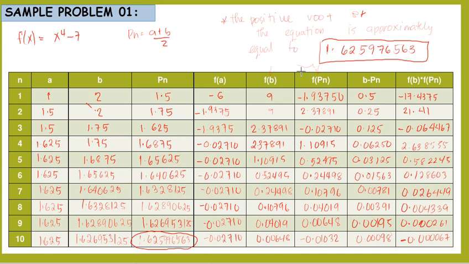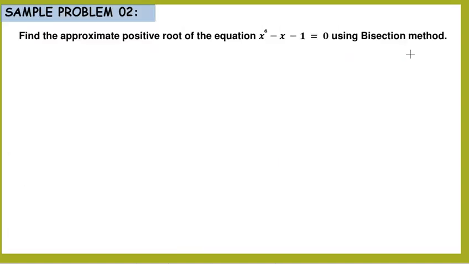So, ganun lang yung method ng bisection. So, uulit-ulitin nyo lang yan hanggang yung error natin is maging 0 or approximately 0. Okay? So, ganyan lang siya. So, ito na yung sagot natin, 1.625976563. Okay? Let's have another example.